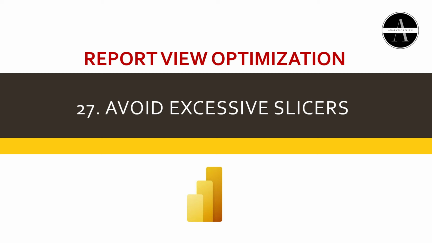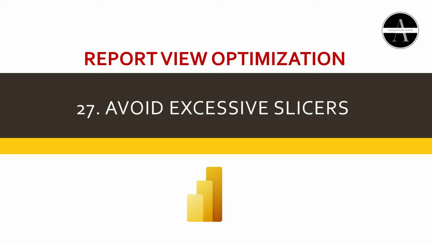Point number 28. Use performance analyzer to check visual load. One of the most powerful tools you have is the built-in performance analyzer in Power BI. This tool shows you exactly which visuals or elements are causing performance delays. By recording your report's behavior, you can pinpoint slow loading visuals and make informed decisions on how to optimize them.